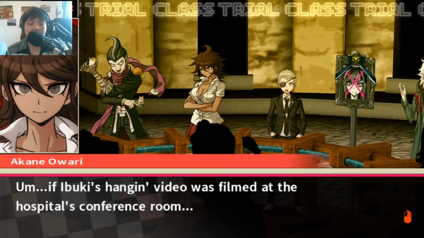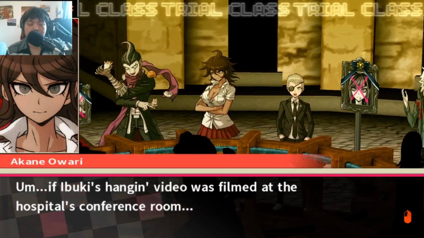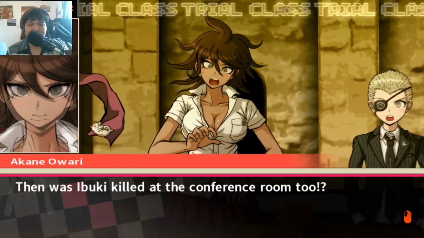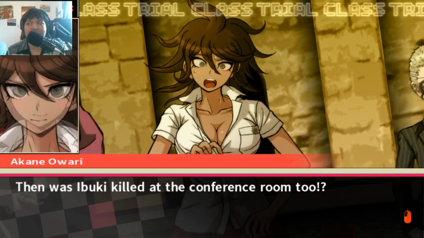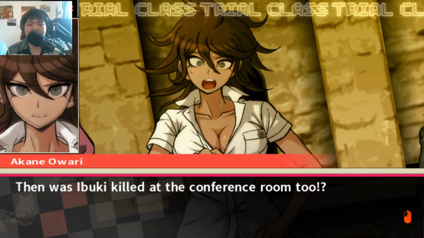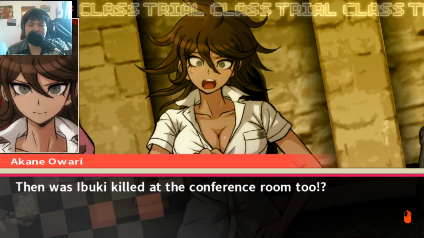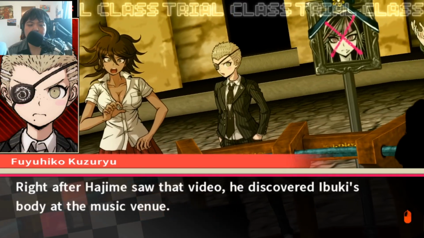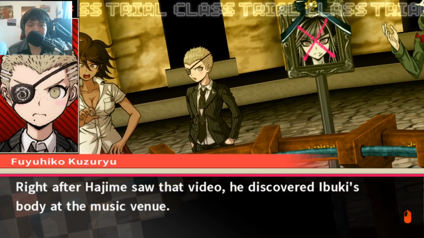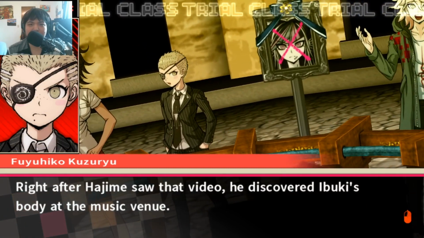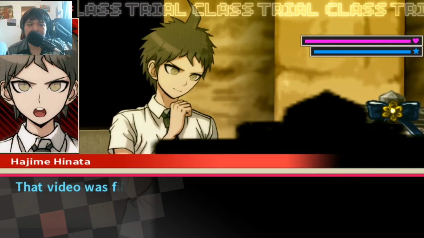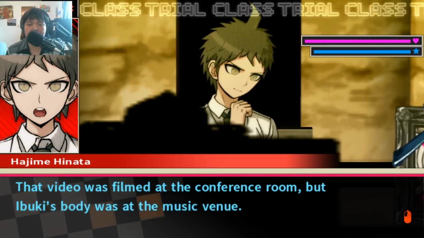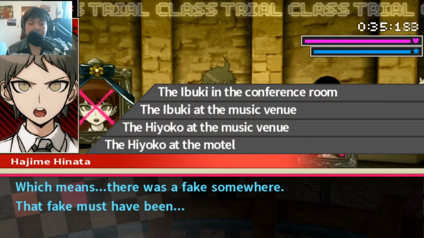If Ibuki's hanging video was filmed at the hospital's conference room, then was Ibuki killed in the conference room too? No. If that were the case, then why was she at the music venue? No, that's not possible. Right after Hajime saw that video, he discovered Ibuki's body at the music venue. So then who did I see? The video was filmed in the conference room, but Ibuki's body was at the music venue. Which means there was a fake somewhere.